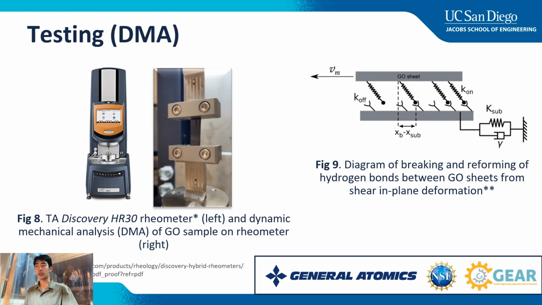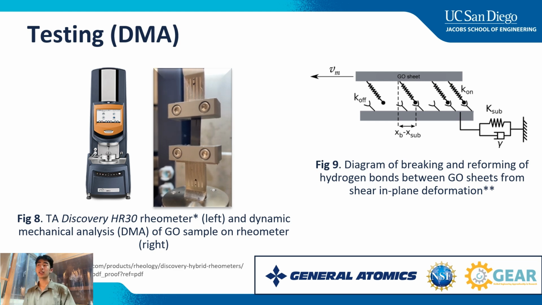What this cyclic loading does mechanically is that the hydrogen bonds between the interlayer oxygen functional groups are breaking and reforming as the pneumatically aligned GO sheets are sheared against each other, causing energy dissipation and therefore damping.